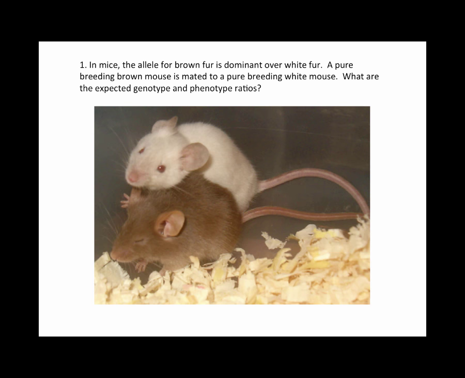Hopefully you've had this before, but let's take a look at this first problem. In mice, the allele for brown fur is dominant over white fur. A pure breeding brown mouse is mated to a pure breeding white mouse. What are the expected genotype and phenotype ratios?